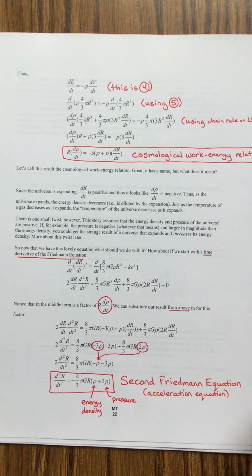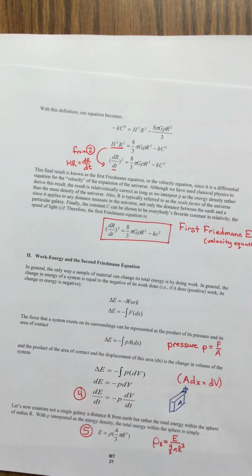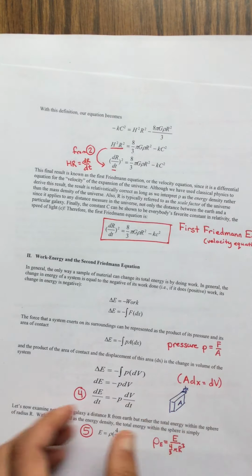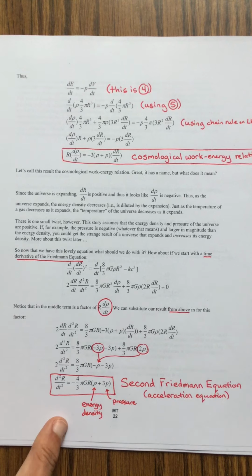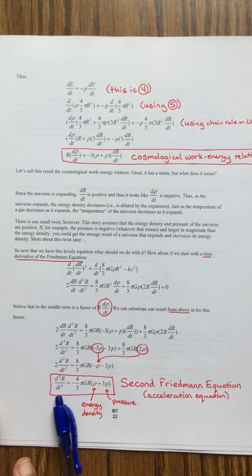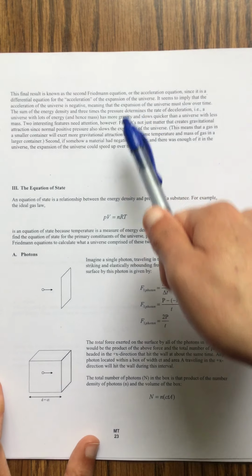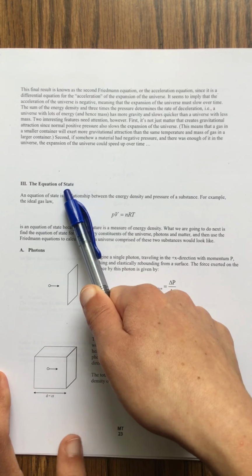So our first Friedmann equation had a dr dt, which was the velocity, that's going back to what we had here. Velocity is dr dt. And then we have the second derivative here, that would be the acceleration. Okay, then read through this, and in our next video we'll pick up with part 3.